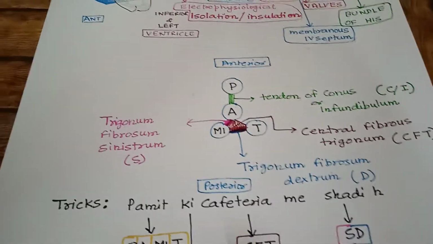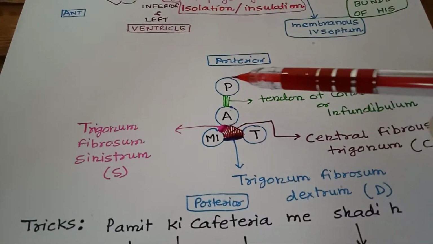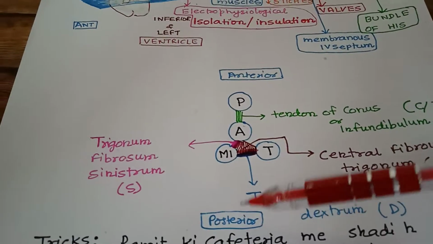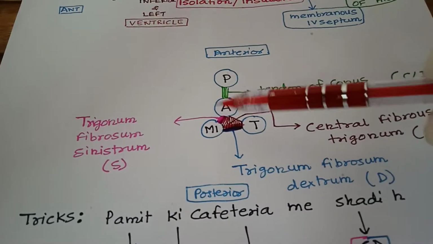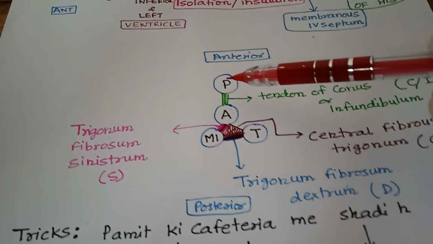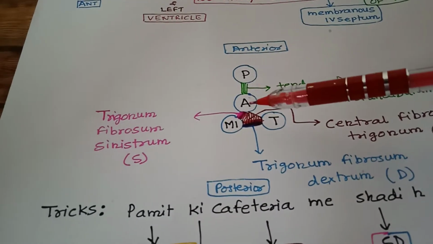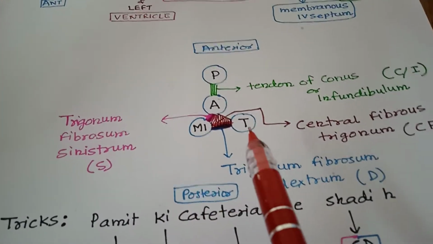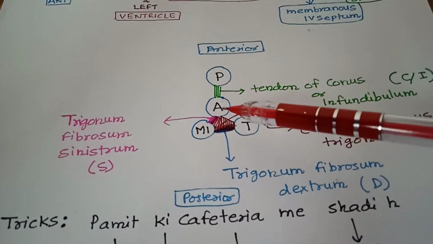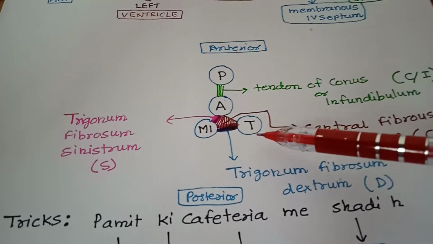We have decoded this. Now, Pamit की cafeteria में शादी है. We write from anterior first, then posterior. So this is the anterior aspect and this is the posterior aspect. We have to make 4 rings because this is a marriage ceremony. So first make 4 rings and write PA, anterior and then posterior, and then we write from right to left, MI and then T. Pulmonary ring, aortic ring, mitral ring and tricuspid ring.